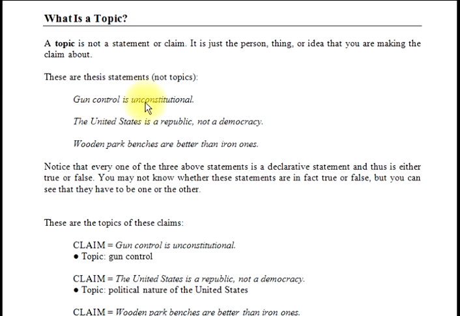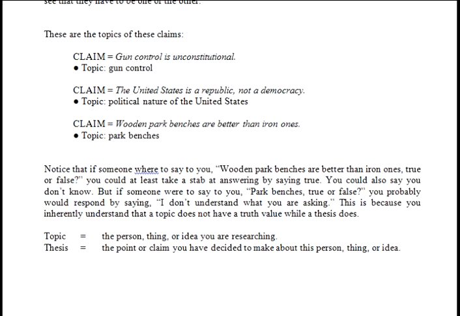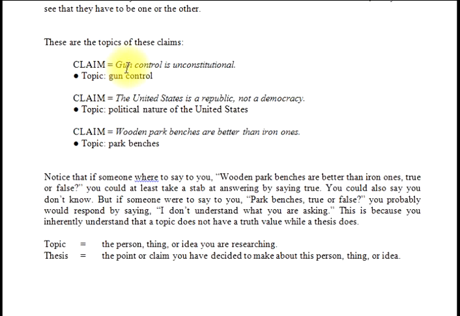Notice that for each one of these, you have a declarative sentence. It's a proposition. Those things are the same. And these sentences can be, in theory, either true or false. You might not know just yet, but given enough information, you will be able to determine whether, let's say, this one or this one is true or false. Now, when you look at topics, you will not be able to tell whether the topic is true or false. So, topics are different from claims or theses.